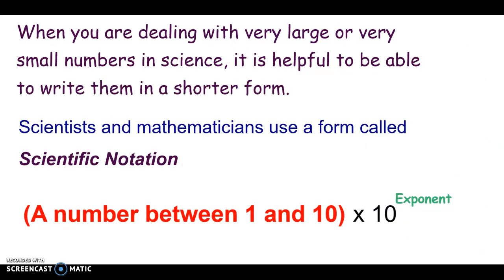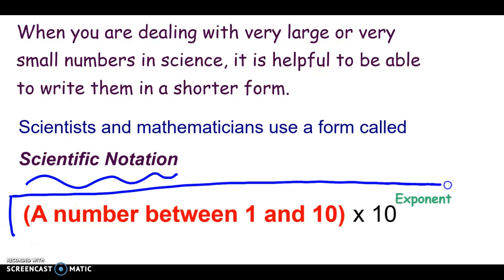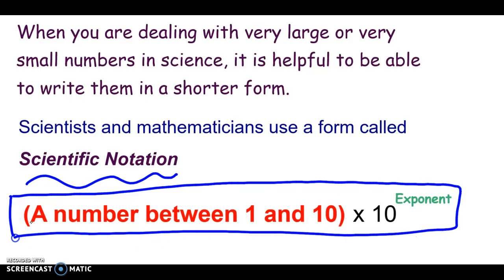So let's look at this. It says when you are dealing with very large or very small numbers in science, it's helpful to be able to write them in shorter form. Scientists and mathematicians use a form called scientific notation. And this is what you have to remember. Scientific notation is a number between 1 and 10. So that's how you write it, any number between 1 and 10, and then times 10 to some exponent. So when you see a number written like that, you know it's in scientific notation.